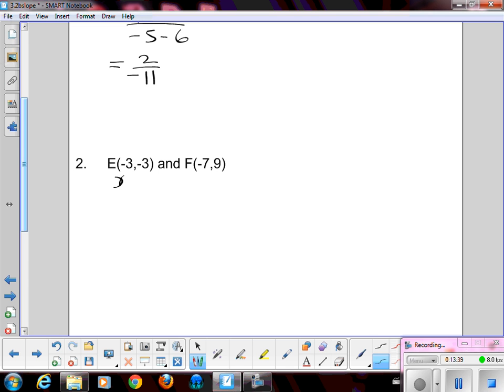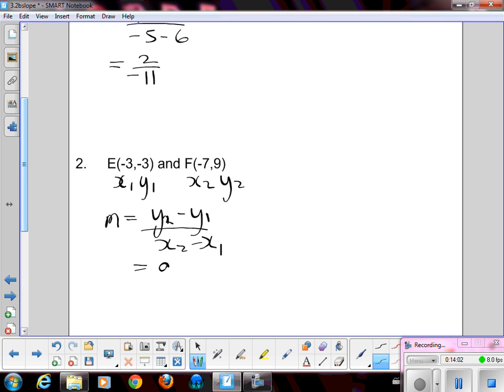Again, I'm just going to label my numbers. And if you notice, I don't do any thought with that. I just make the first point x1, y1, and the second one x2, y2. It just makes my life easier. Again, I copy down my slope formula from my head. And it's a matter of substituting in.